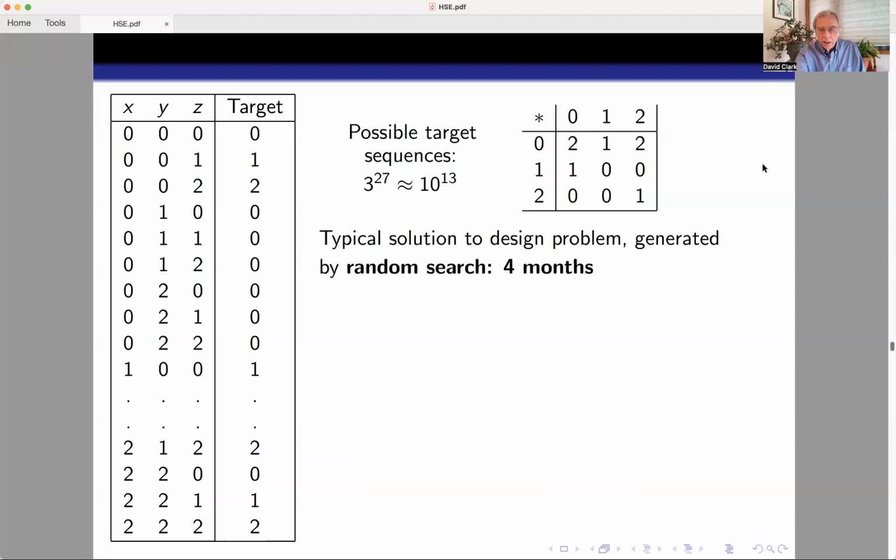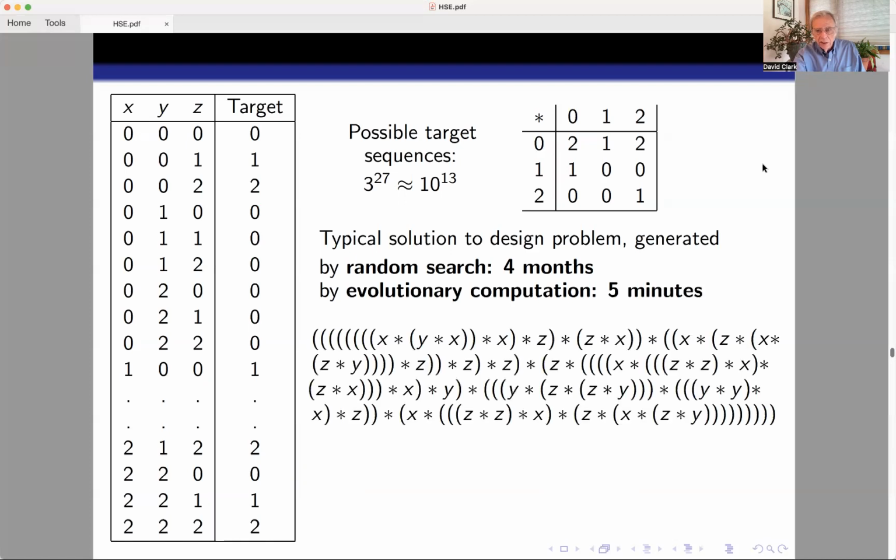So we tried it with our evolutionary program. And what we found is that we got a solution, this solution, in 5 minutes. And we repeated that with lots of examples, and they were similar to this. So we were very pleased with that. Going from 4 months to 5 minutes is a big improvement. And that's just what we were hoping to get. So this is a nice example of what can be done with evolution on this problem. And we were pleased with it.